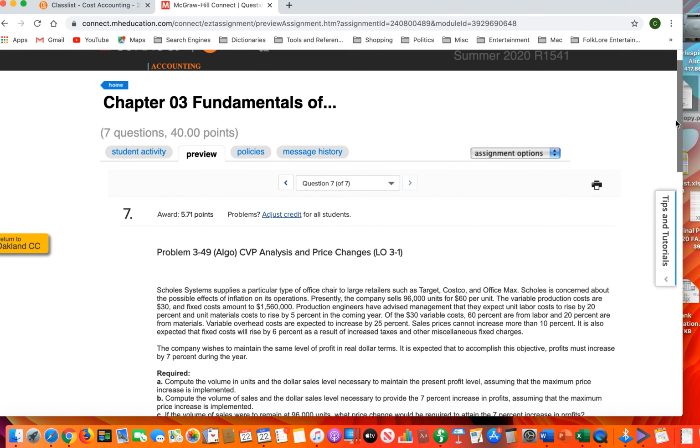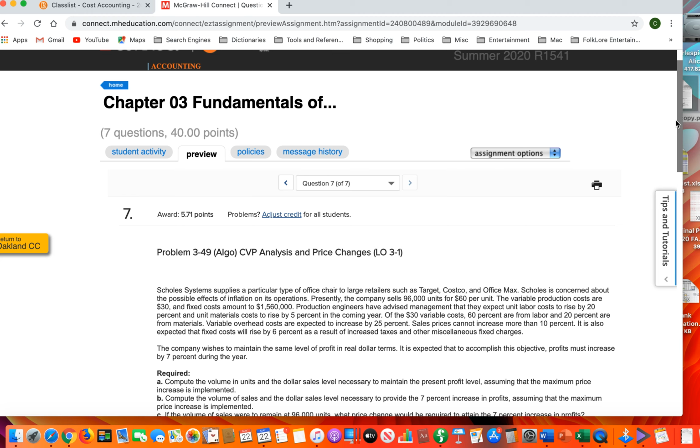Let's see, B. Compute the sales volume and sales in dollars. Compute the volume of sales and dollar sales level necessary to provide a 7% increase in profits, assuming that you increase the price also. Well, what did we want? We wanted a 7% increase in profit. The profit right now is $1,320,000. We want a 7% increase, so times 1.07. And so we want a new operating income of $1,412,400.